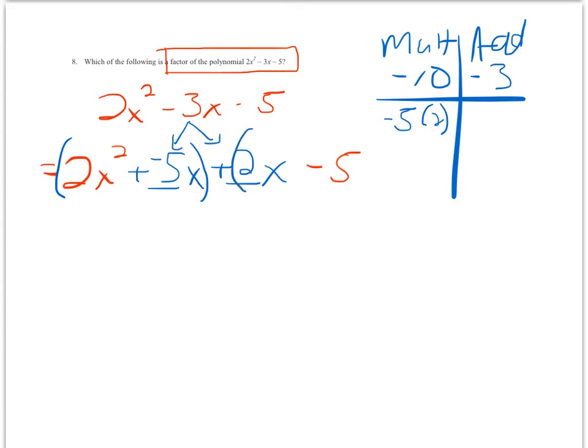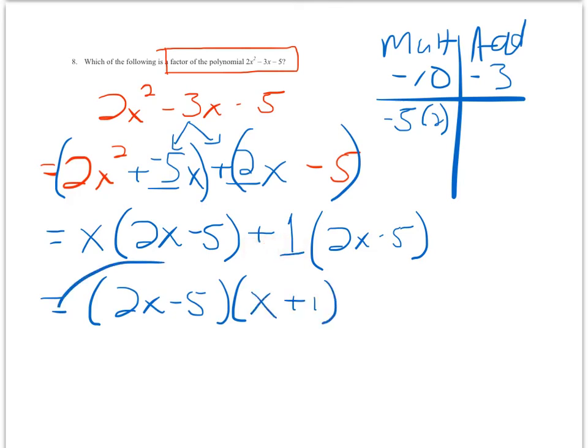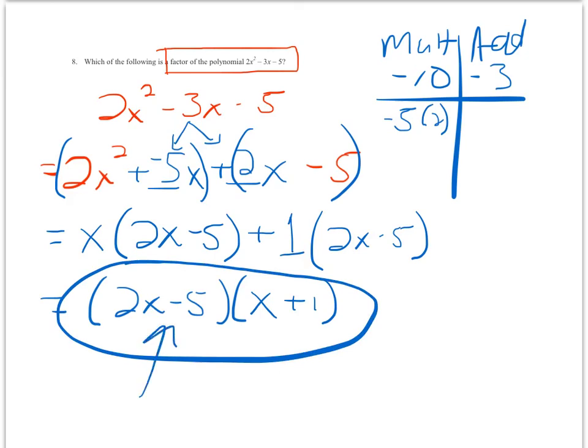Then you factor by grouping. You group terms together that have common factors, making sure you have a plus between your parentheses, and the GCF of each group. The first group has a GCF of x, leaving us with 2x minus 5. Second group has a GCF of 1, leaving us with 2x minus 5. These two terms have a GCF of 2x minus 5, so we can pull that out to the front. What remains is an x plus 1. So that is factored. Since this is multiple choice, you're either going to pick this one or this one, whichever one was one of the choices.